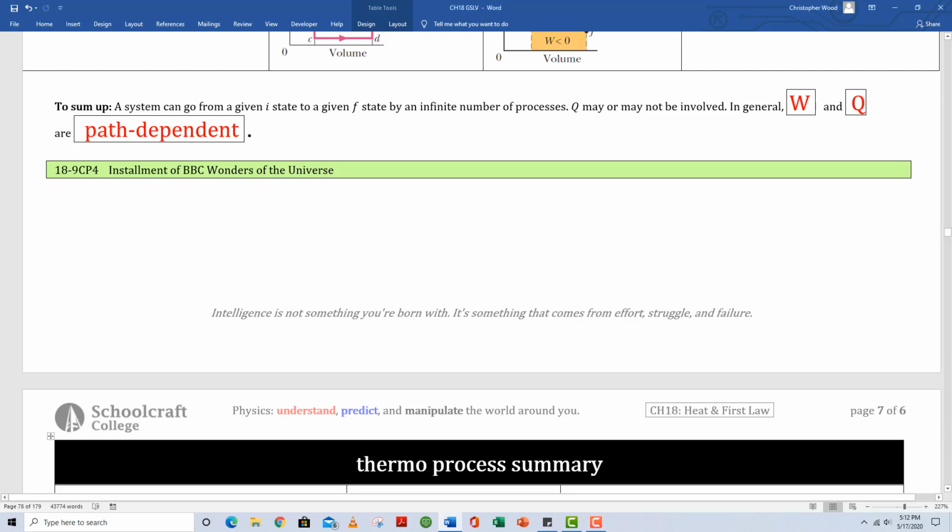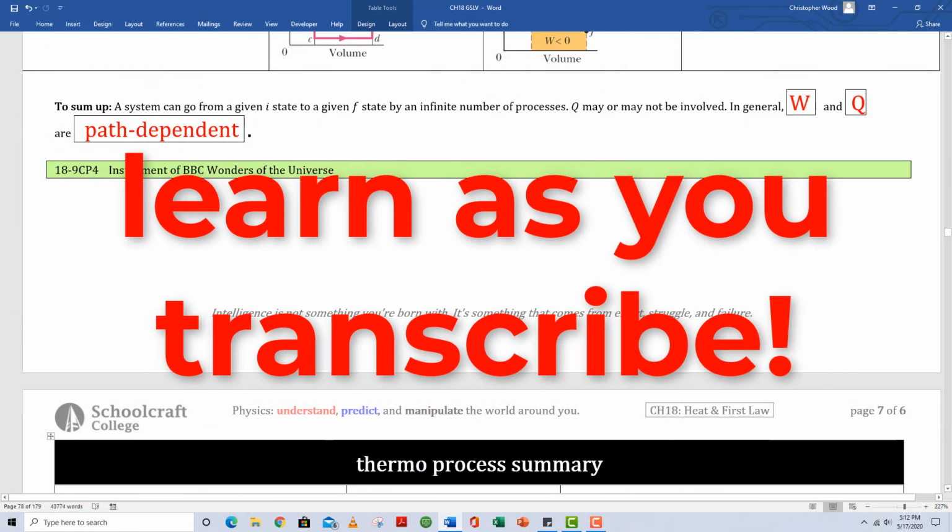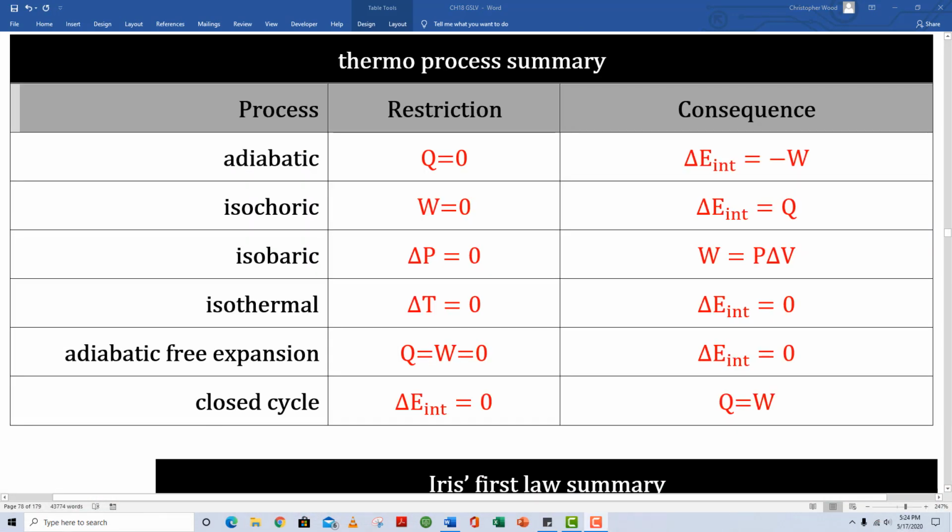Going from some initial state to some final state can happen in a number of different ways. If you really study these scenarios and really understand what's going on with pressure differences, volume differences, temperature differences, and heat flowing in and out of the system, as well as the net work done, you'll be in good shape. Here's the first of 2 really good summary tables.